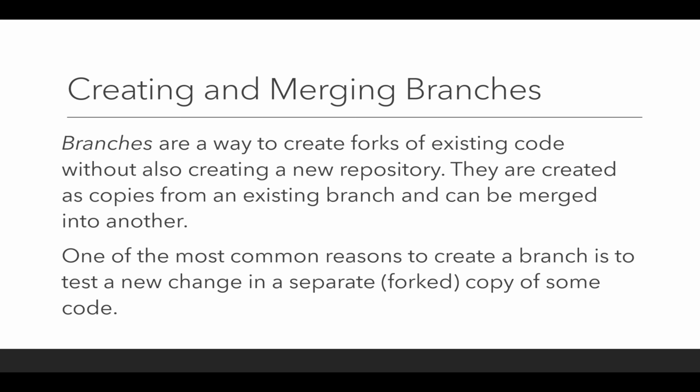One of the most common reasons to create a branch is to test a new change in a separate, that is forked, copy of some code. So we can start with some existing code, fork a copy into a new branch, that is a copy of that code within the same repository, edit that single branch, and then also merge changes either from one branch to another or, of course, across those branches.